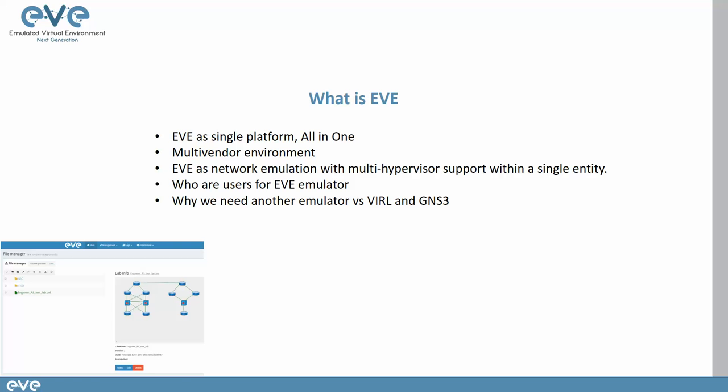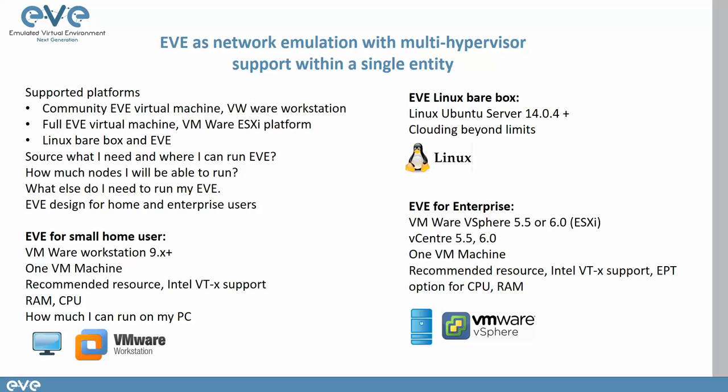All respect to both vendors and both producers of nice emulation tools, but we decided to continue our previous project, which was called UNL, Unified Networking Lab. After some team change we decided to continue, but it will be rebranded as EVE. So network emulation and multi-hypervisor: it will be supported like a VMware machine, and it can be used on a Linux box, or for enterprise it could be run on ESXi.